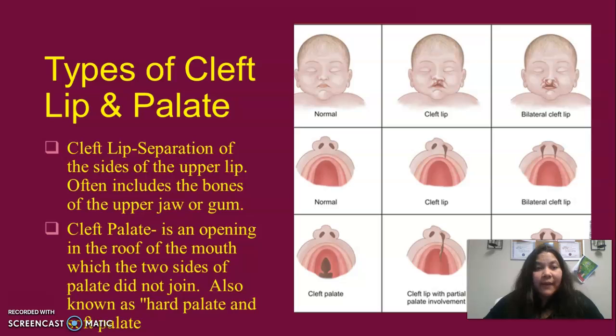Types of cleft lip and palate. Cleft lip: separation of the sides of the upper lip, often includes the bones of the upper jaw or gum. Cleft palate is an opening in the roof of the mouth in which the two sides of the palate do not join, also known as hard palate and soft palate.